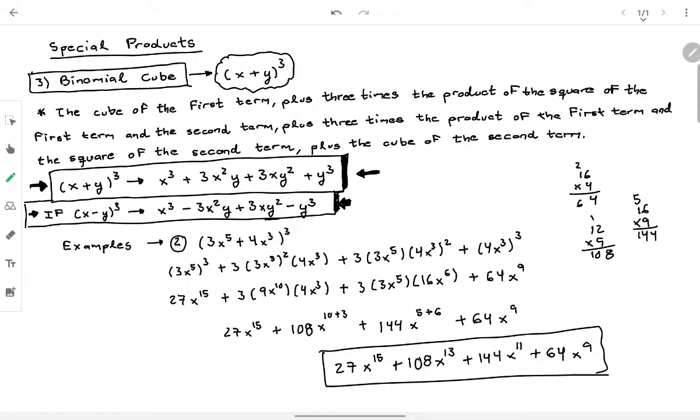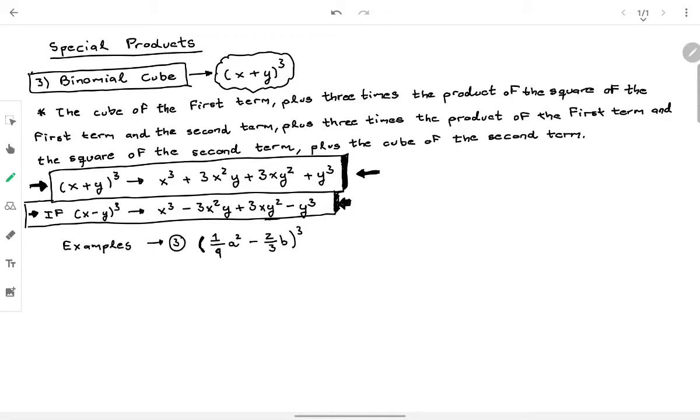So don't worry about it. It's very simple. We will only need to follow the rule. Let's see another example. So the third exercise is going to be something like this with fractions, but don't worry, it's the same process. So we need to apply the rule.